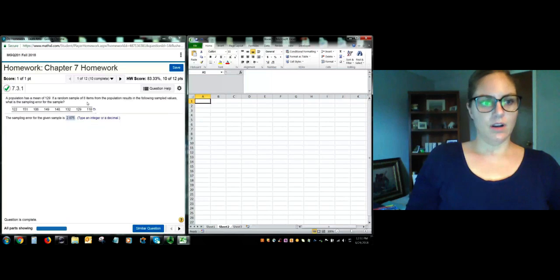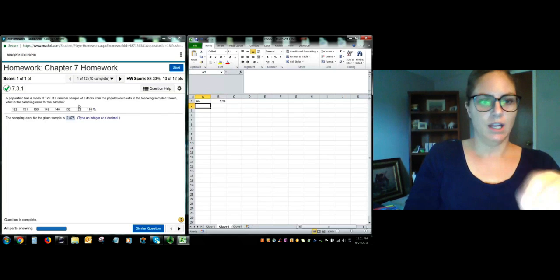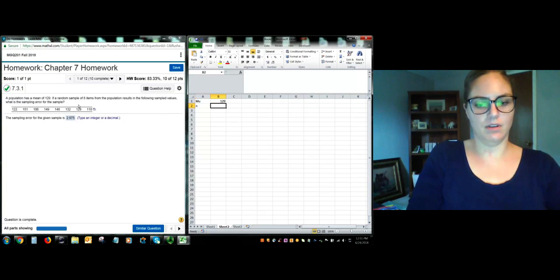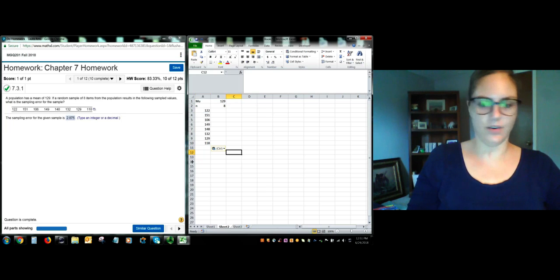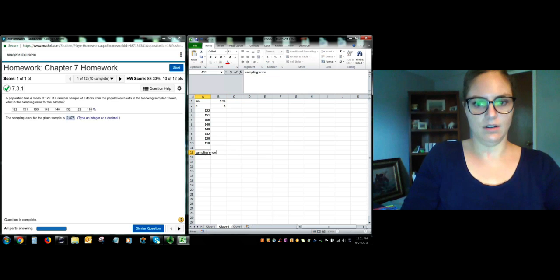The first thing I'm going to do here is read the question. The population has a mean of 29, so mu is equal to 129. And they're giving me this sample of 8 items. In order to find what the sampling error is going to be, again, sampling error is x bar minus mu. So I have to find what x bar is. X bar is simply the average of the sample.